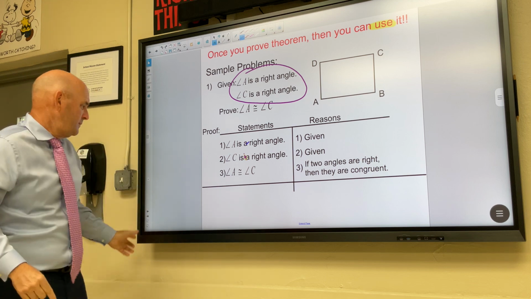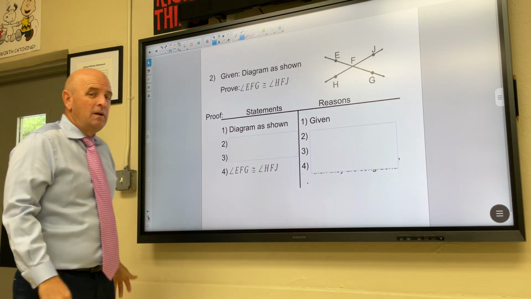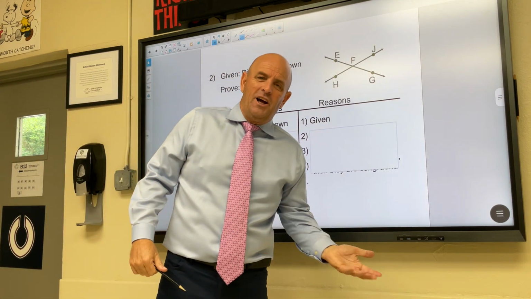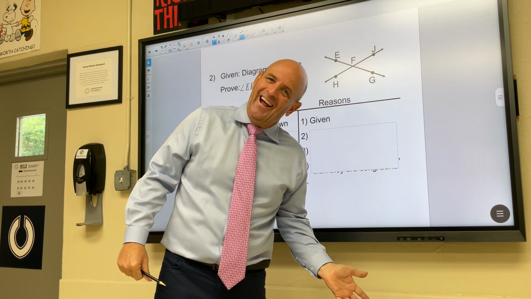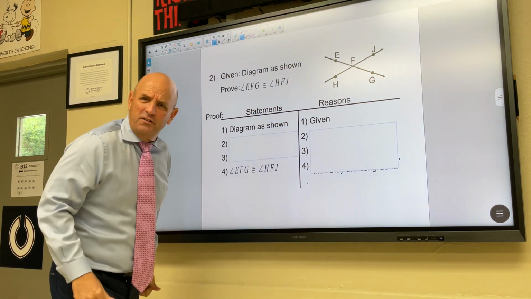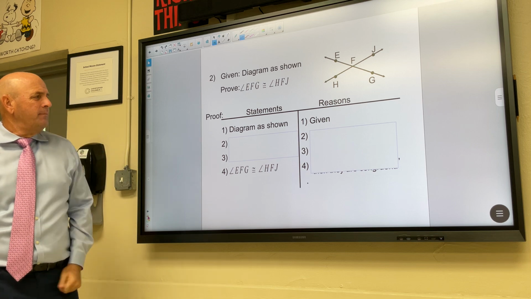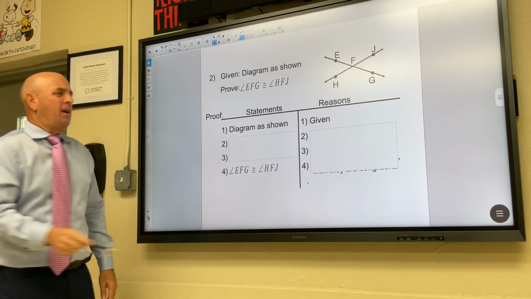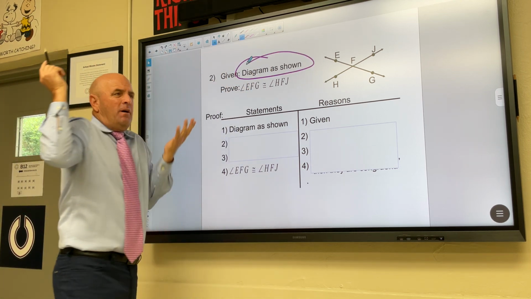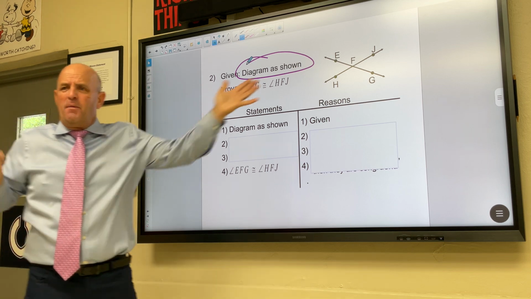This is a good time to understand why announcements during the middle of class are very annoying. But we're going to fight through it. What about here? This is one thing that's kind of weird. A diagram is shown. What the heck? That's all they're going to give me, the diagram?